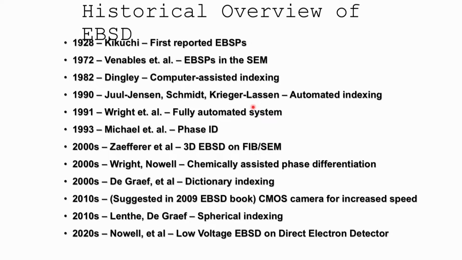Marc De Graef started dictionary indexing for EBSD and also what we call spherical indexing, which I'll get into at some point. The CMOS camera became very fast, so now we can do thousands of patterns per second instead of 20 per hour like we were doing 35, 37 years ago when I first started doing this. And the latest detector that I have is a low voltage EBSD detector, so I can do EBSD down as low as 3 keV, and we're using a direct electron detector instead of a phosphor screen for that.